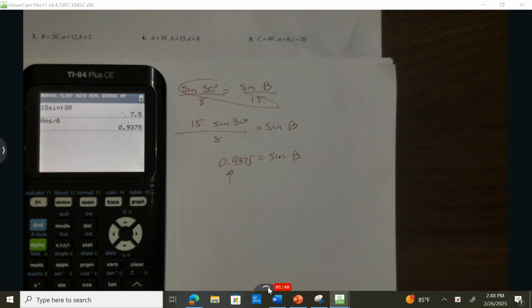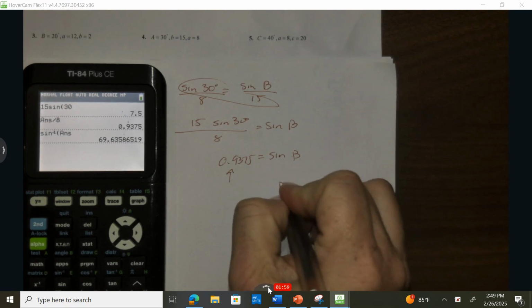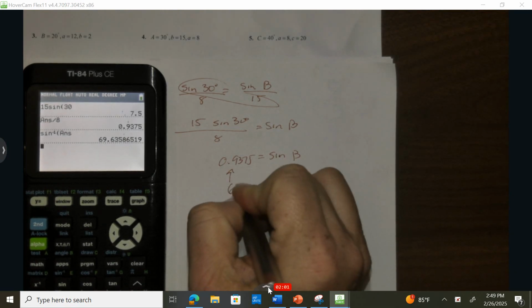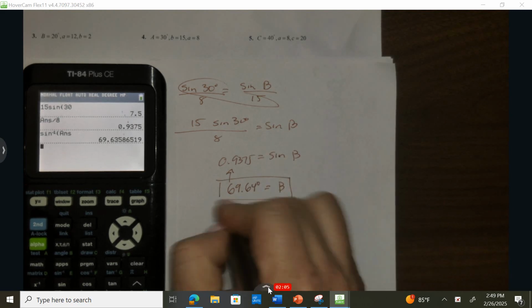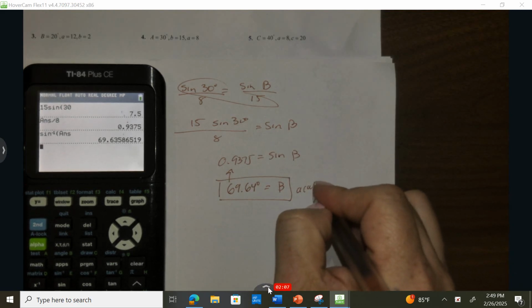Now, here's the problem. Sine can't distinguish between an acute angle, which would be an angle measurement less than 90, or an obtuse angle, which is greater than 90. So let me demonstrate. I'm going to go second sine, so that'd be the arc sine, also known as inverse sine, and then I'm going to copy and paste this in. All right, so sine tells me we have 69.64 degrees. This is an acute angle.